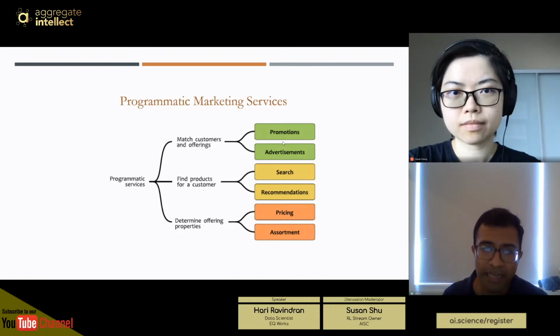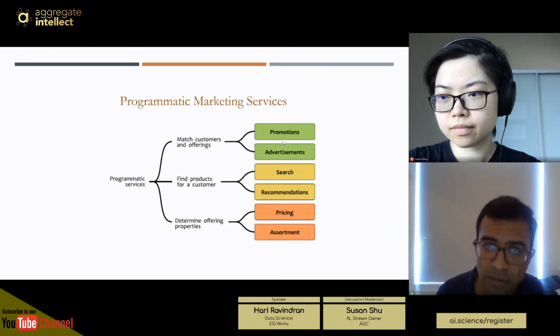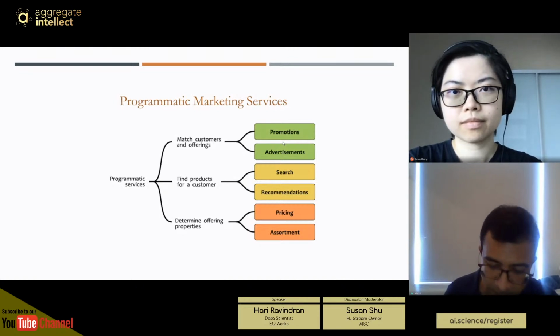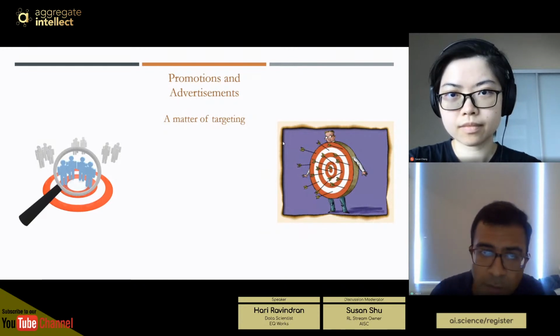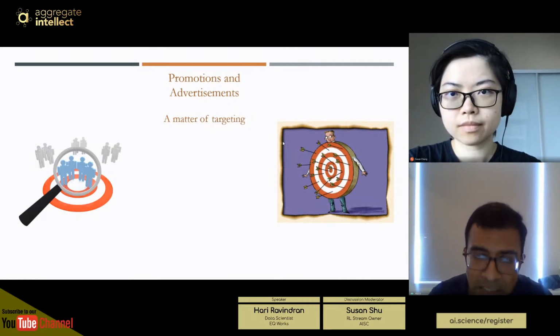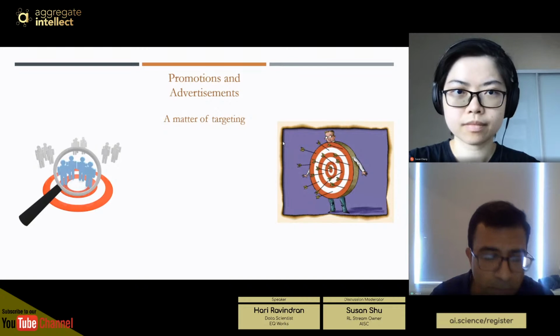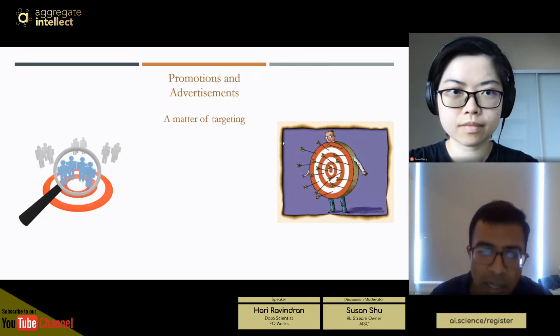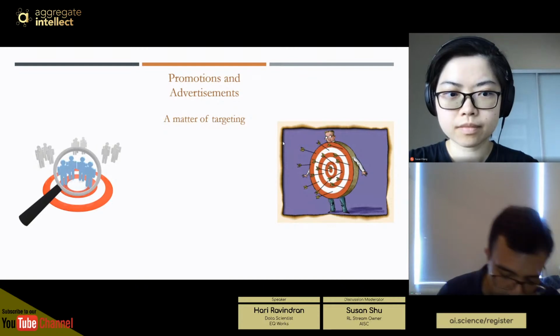So the idea here is, we're going to spend the next few slides talking about promotions and advertisements. When we talk about promotions and advertisements, what we're really talking about is targeting campaigns. What you have is a group of customers available at your disposal, and what you'd like to do is target them very specifically based on certain objectives.